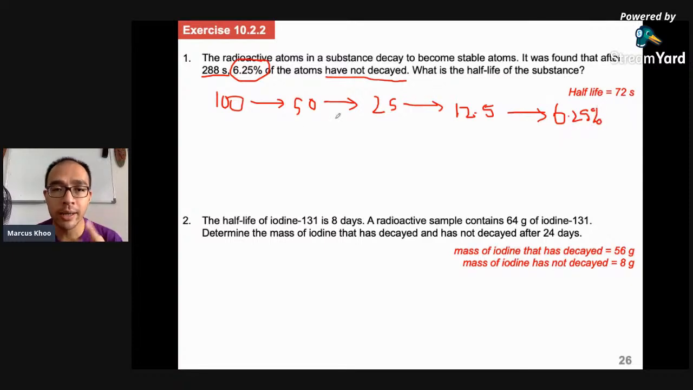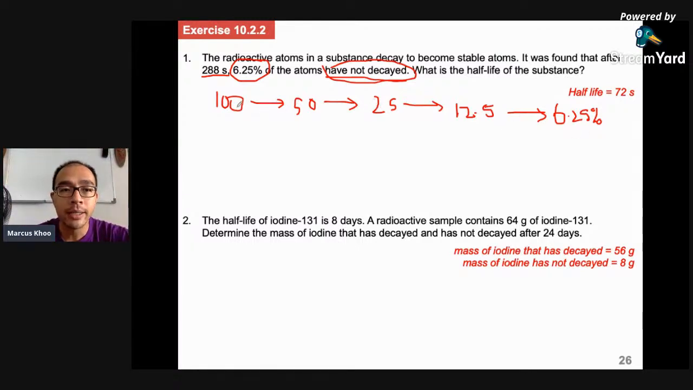Now, guys, I probably didn't mention this just now. After a half-life, this is what remains, what is left, which is what has not decayed. So, after one half-life, 50% haven't decayed. After two half-lives, 25% haven't decayed. Meaning they are still there, and all the others have gone somewhere else.